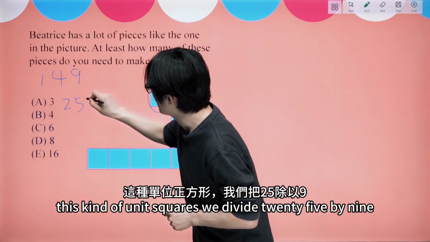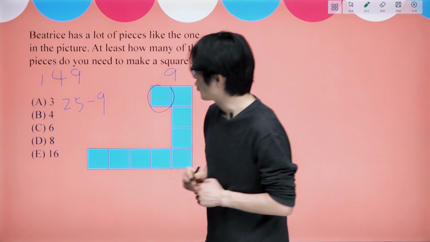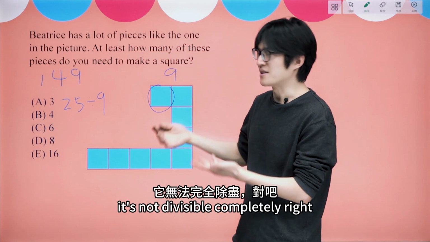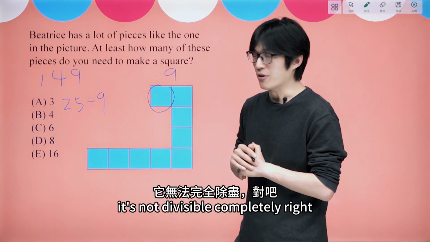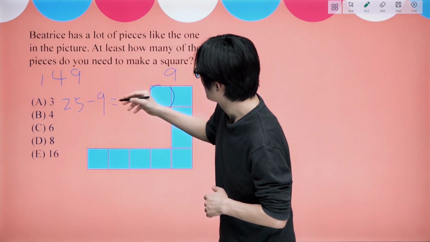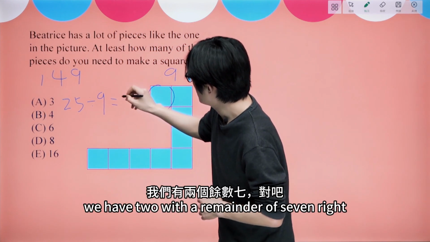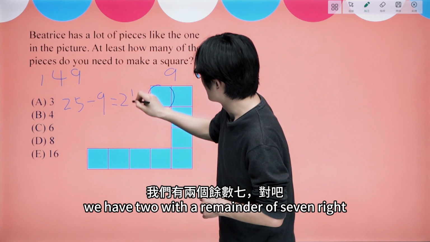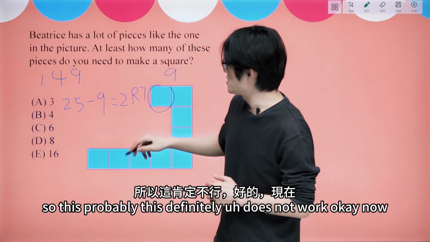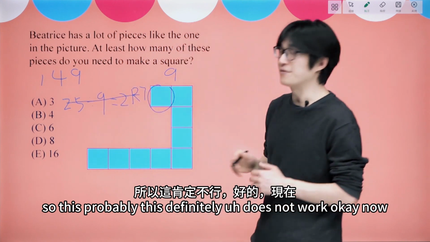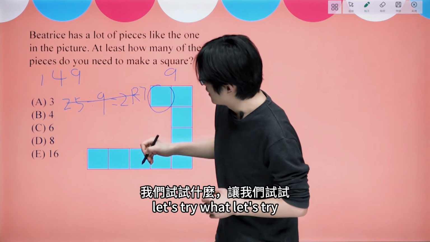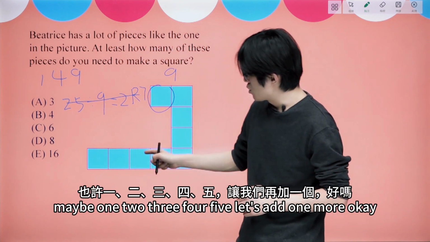We divide 25 by 9. We notice that it's not going to be divisible completely, right? Not divisible by 9. So we have 2 with a remainder of 7, right? So this definitely does not work, okay? Now let's try maybe 1, 2, 3, 4, 5.